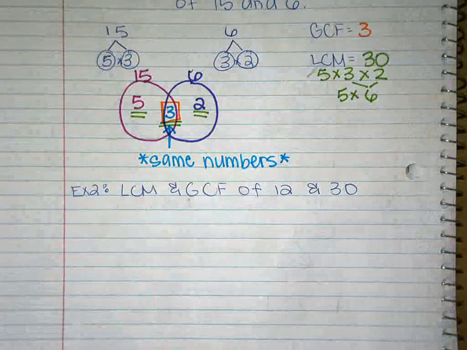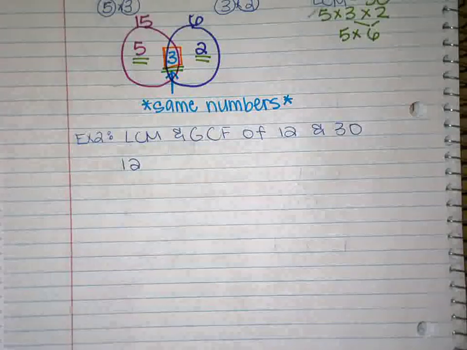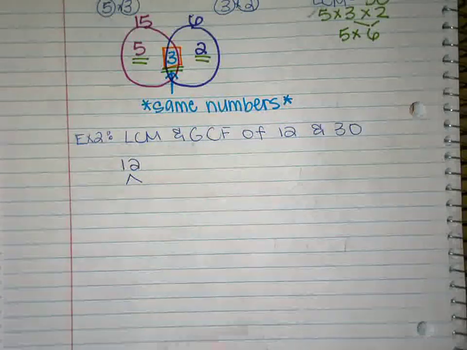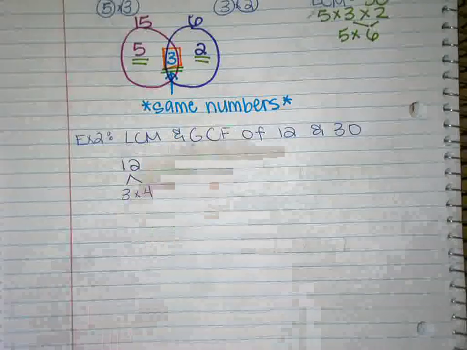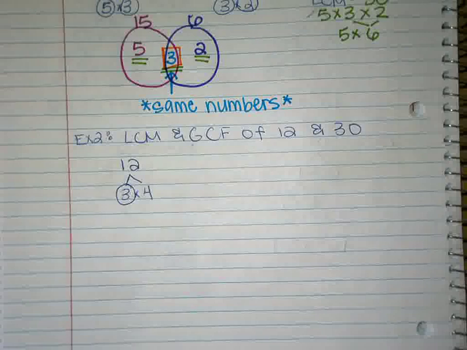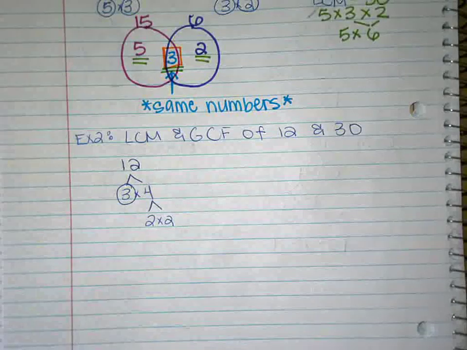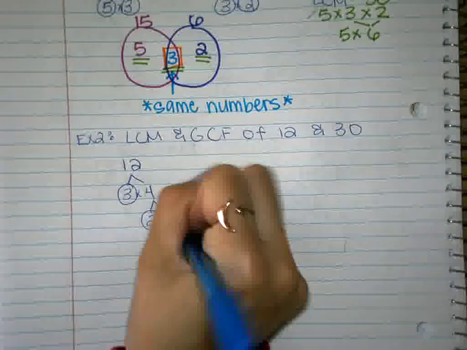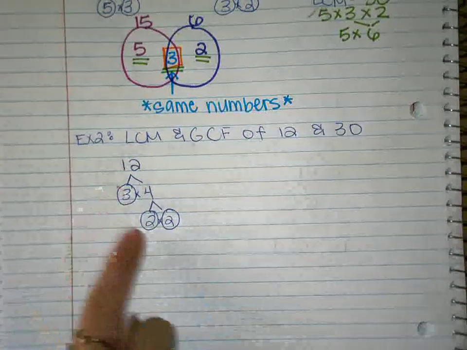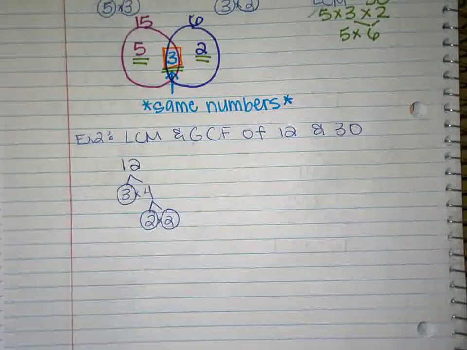So step 1, you need to find the prime factorization of 12 and 30. So I write down a 12, and then I ask myself, what times what gets me to 12? Well, I know 3 times 4 is 12. 3 is prime. 4 is composite, because 2 times 2 is 4. So I know that 2 and 2 are prime. So that is my prime factorization tree. So I have 3, 2, and 2 will get me to 12. They are all the prime numbers multiplied together to get 12.